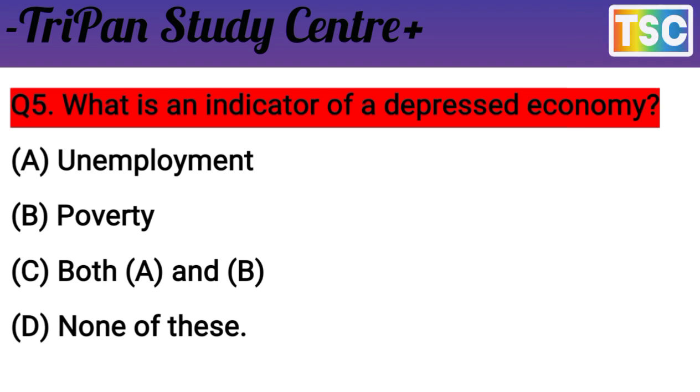Unemployment is the most important answer because increasing unemployment is the indicator of a depressed economy. If people cannot be used as a resource, they naturally appear as a liability to the economy. Understand? It means option A is correct. Unemployment is the indicator of a depressed economy. Option A is correct. And let's see the next question here.